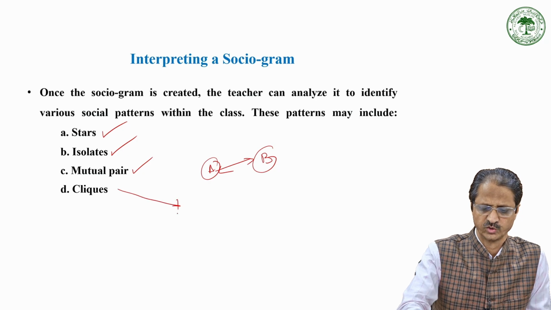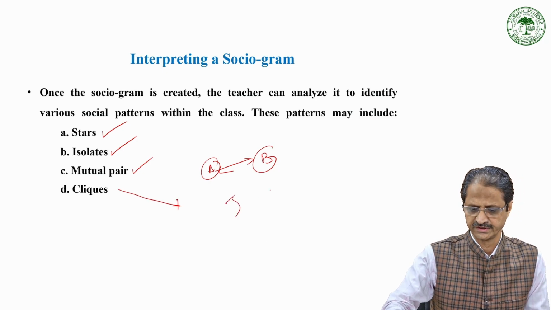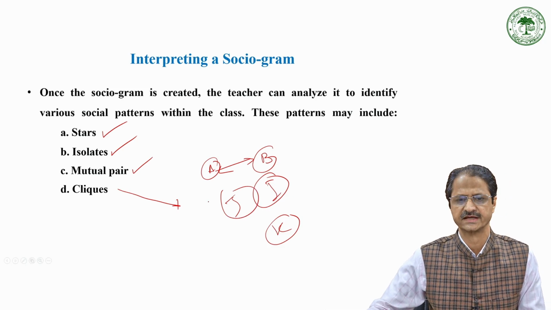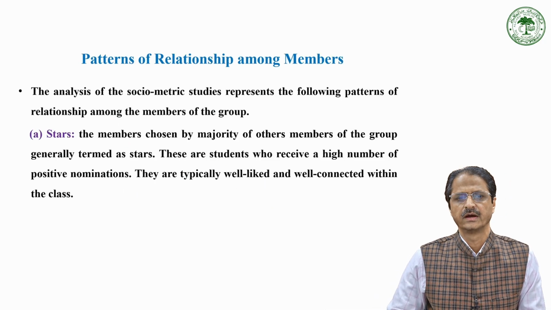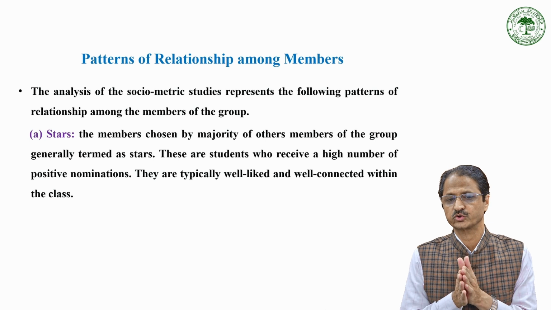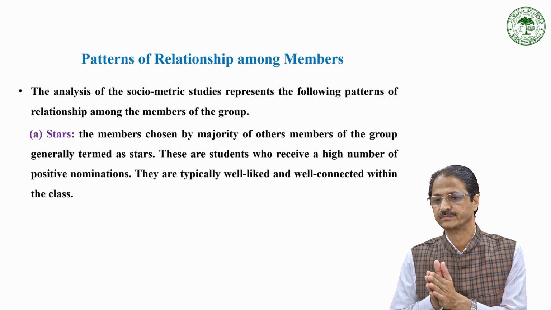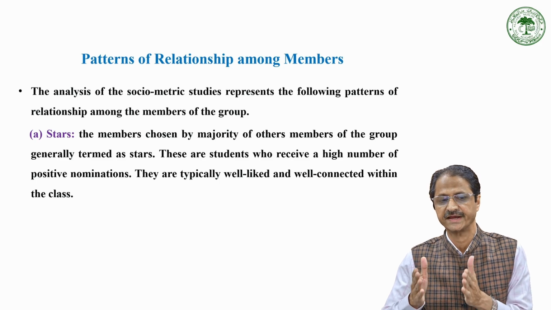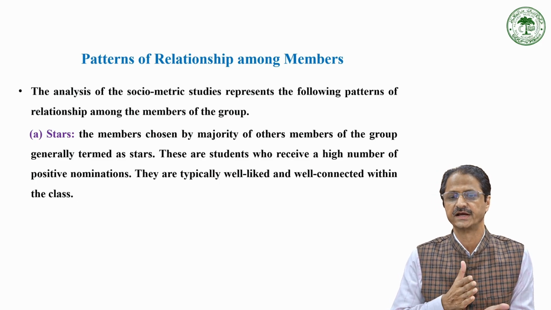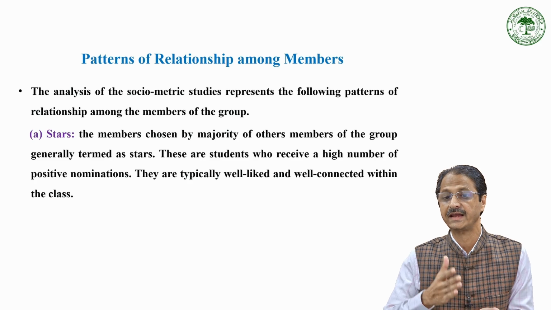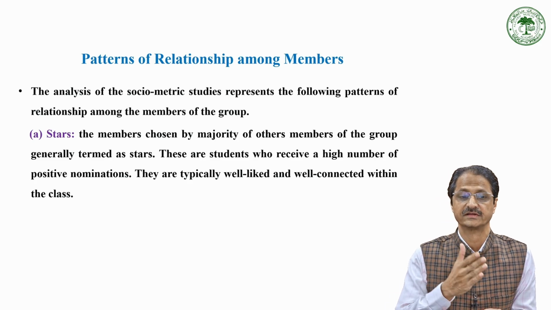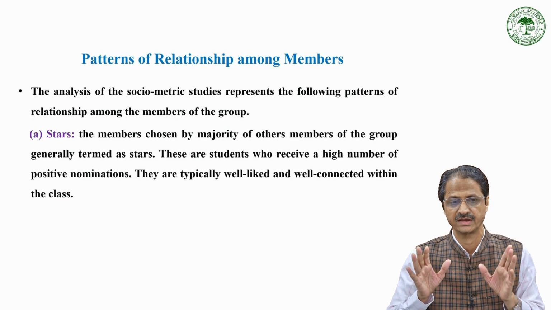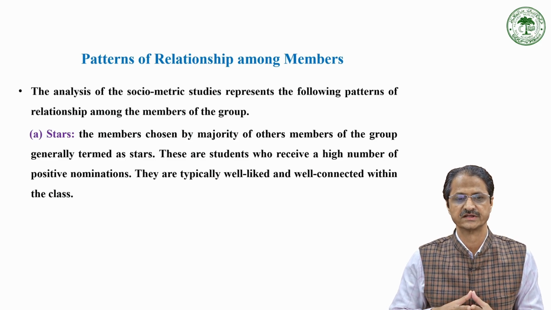Cliques are basically a group of people, as I told you, J, I, K. They are the cliques. Now the patterns, stars: the members chosen by the majority of the other members of the group are generally termed as stars. These are students who receive a high number of positive nominations. They are typically well liked and well connected within the class. That is why they are getting the responses. They may be social, they may possess certain good qualities in their personalities.